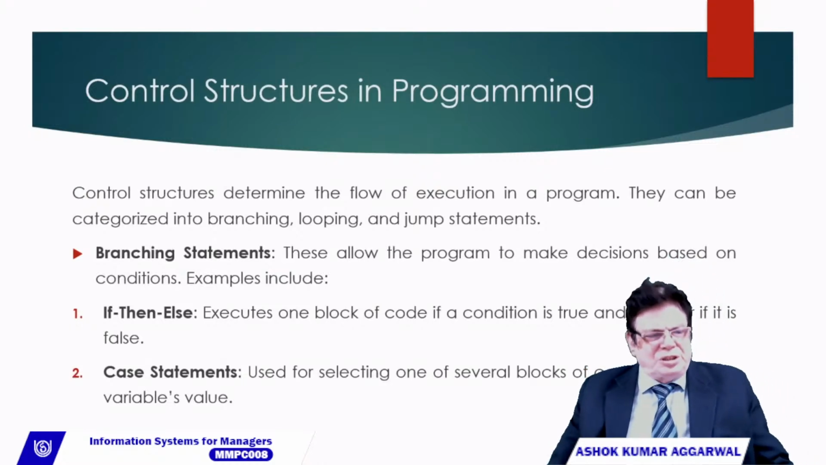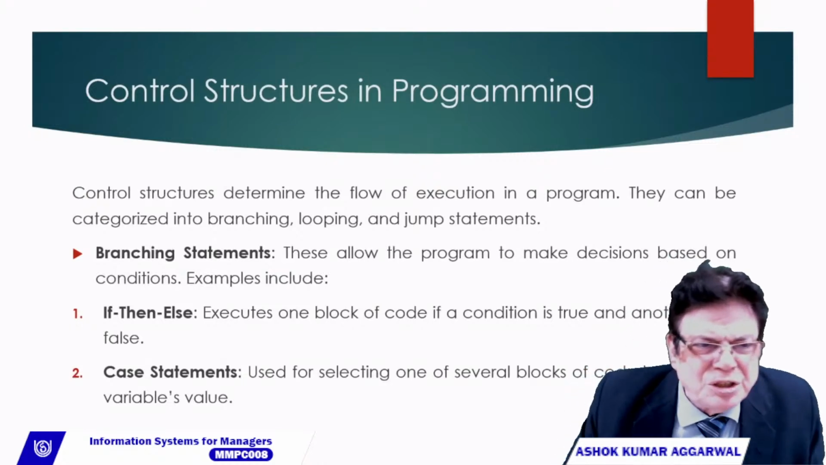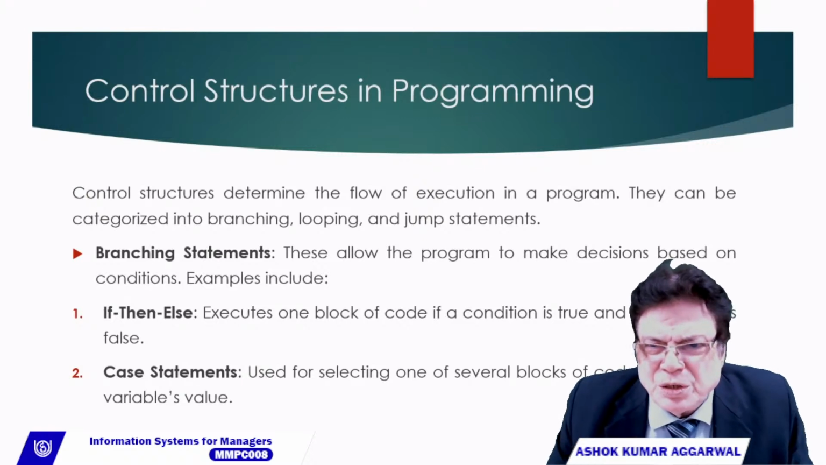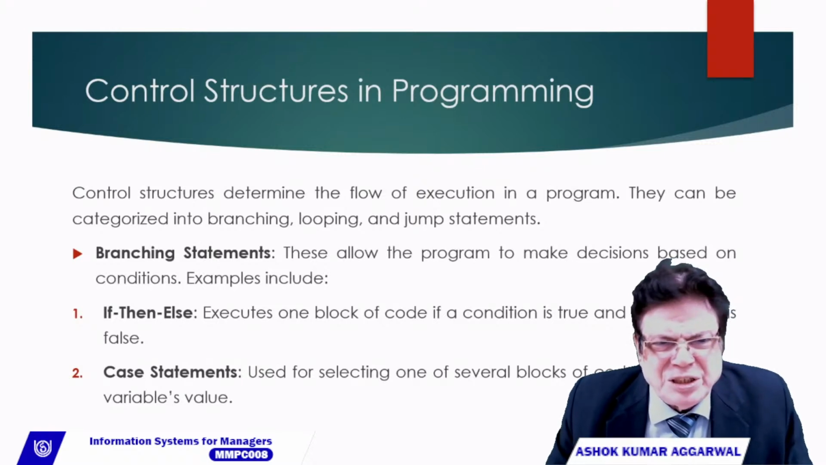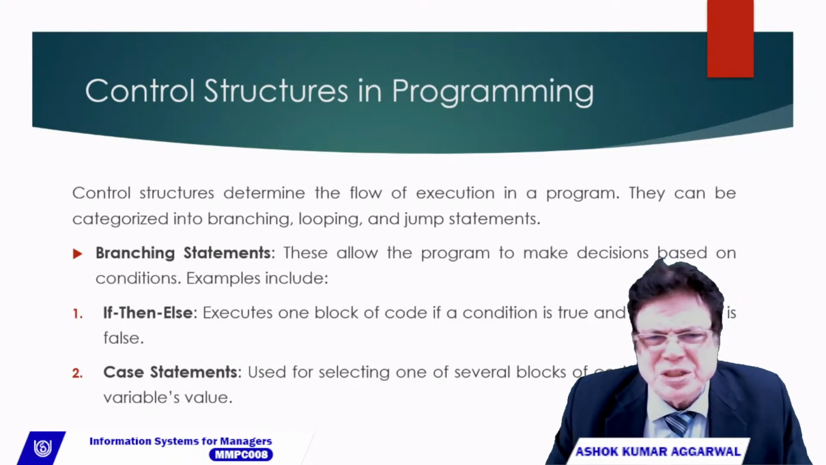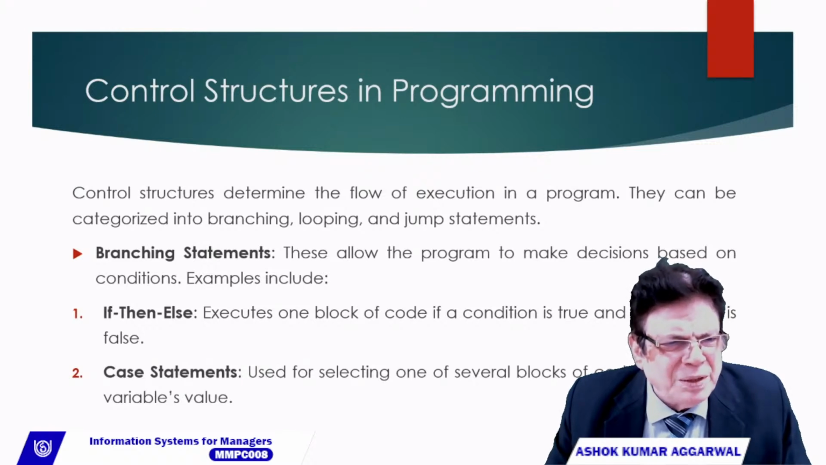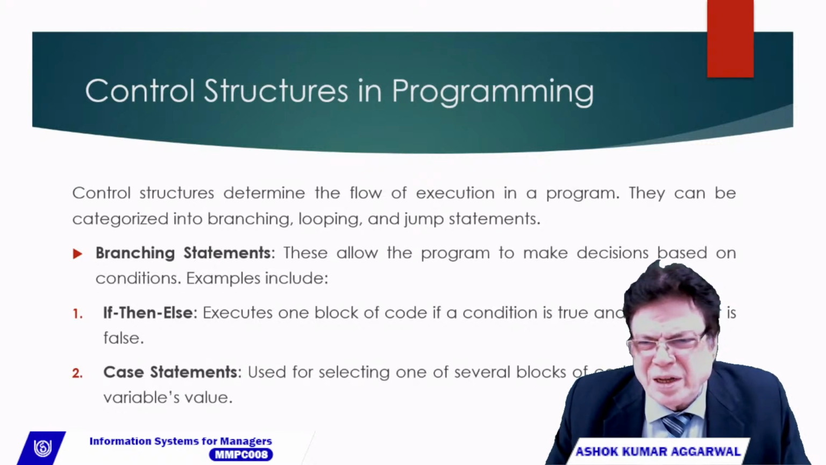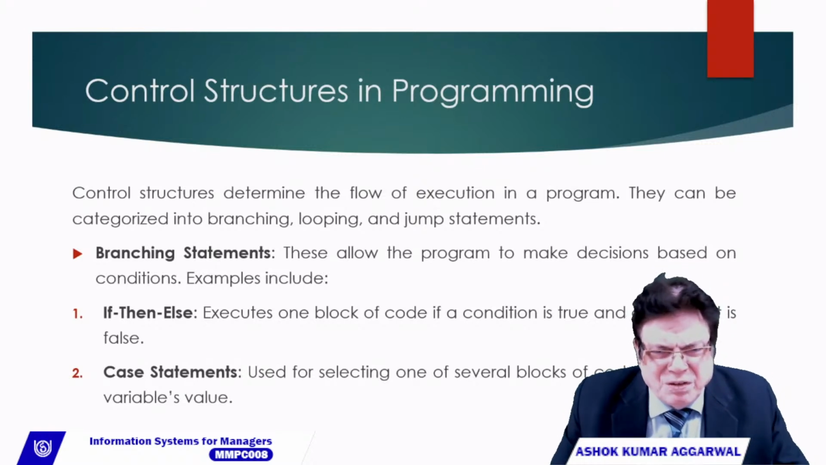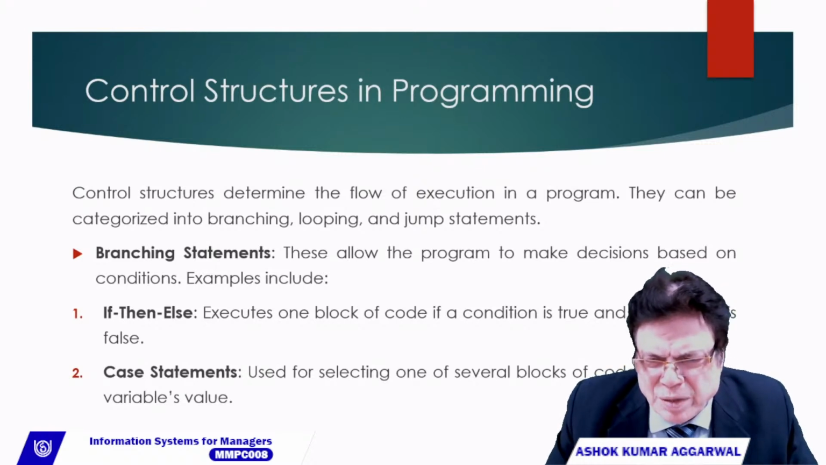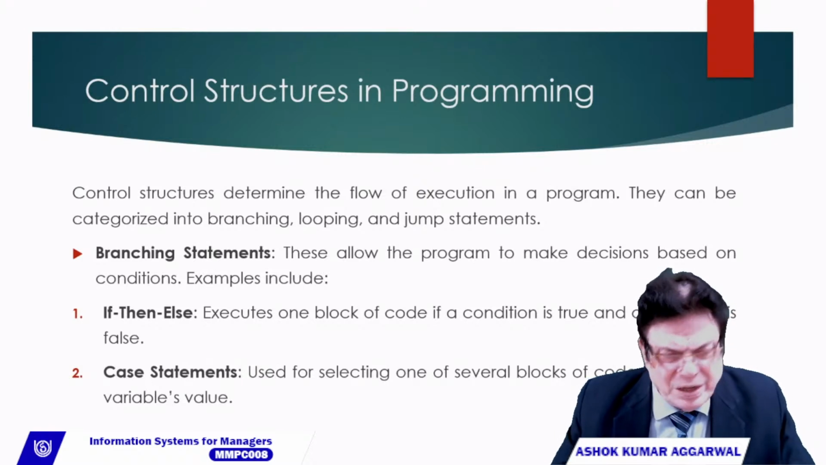Now control structures in programming. Control structures determine the flow of execution in a program. They can be categorized into branching, looping, and jump statements. Branching statements allow the program to make decisions based on conditions. Examples are if, then, else, which executes one block of code if a condition is true and another if it is false. Case statements are used for selecting one of several blocks of code based on a variable value.